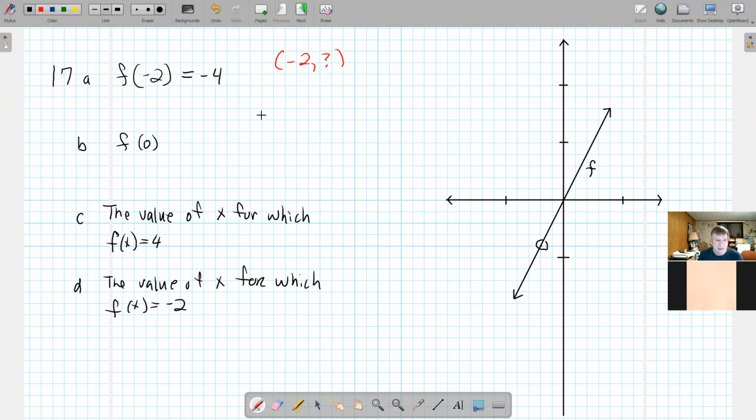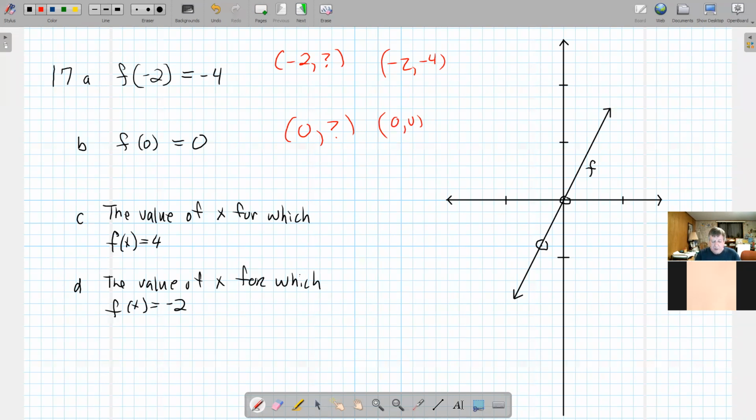All right, we're going to do that again. Now we want f of 0. So where on the graph is there a point with an x value of 0? That would be right here. And the corresponding y value is also 0. So f of 0 equals 0. Any question on that? So those first two questions were basically given x, find y. In this case, it was this. In this case, it was that.